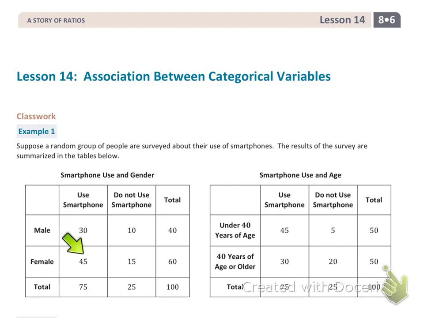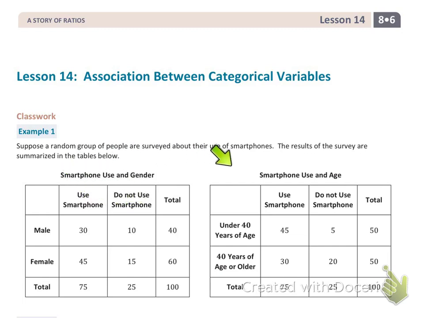What about for females? 45 out of 60 females use a smartphone. If you simplify that fraction, you'll notice it is also 3/4. So 75% of females use a smartphone, 25% don't. So we could say that there's no association between gender and smartphone use, because if I know you're male or female, it's not going to give me any information about whether or not you use a smartphone.